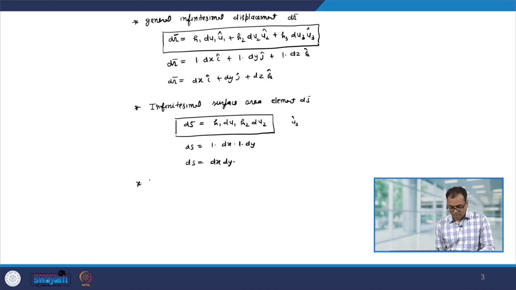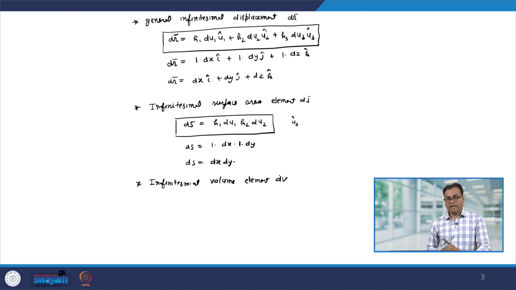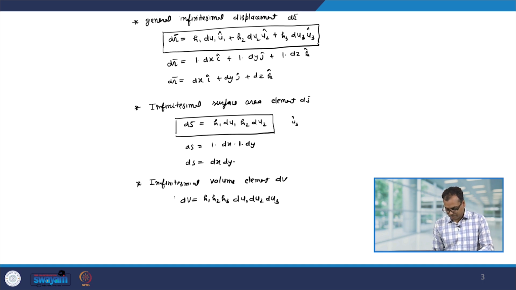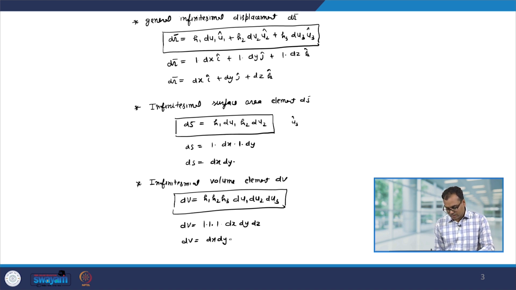I am not writing down the direction here, ds will be dx dy, and again this is something that we already know. Now, let me write down the infinitesimal volume element dv in terms of h1, h2, h3. So, dv will be h1, h2, h3, du1, du2, du3. Okay. So, in Cartesian coordinate dv will be 1, 1, 1, dx, dy, dz, and therefore, dv will be dx dy dz, and we already know again that the volume element in Cartesian coordinate is dx dy dz.